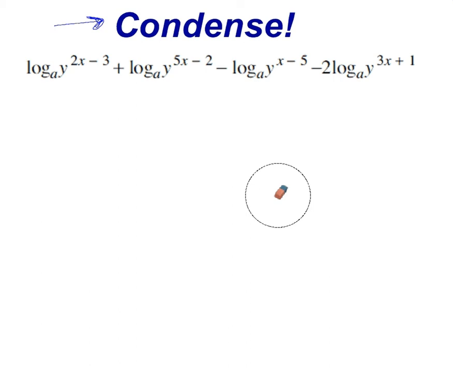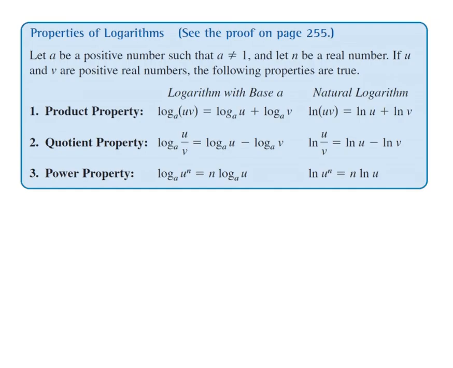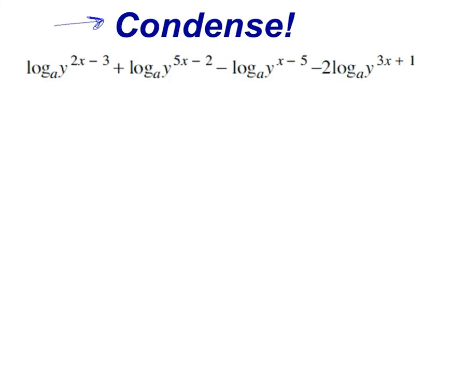Well, let's not panic. Let's first take a quick look at our properties. We've got the product property, which says when there's a multiplication inside the logarithm, it changes into an addition on the outside. We've got the quotient property, where a quotient on the inside becomes subtraction on the outside. And we've also got the power property, where if we have a number multiplied by a logarithm, it's the same thing as having an exponent inside the argument of the logarithm. So with these three properties, we can do a lot. Okay, let's give it a try.